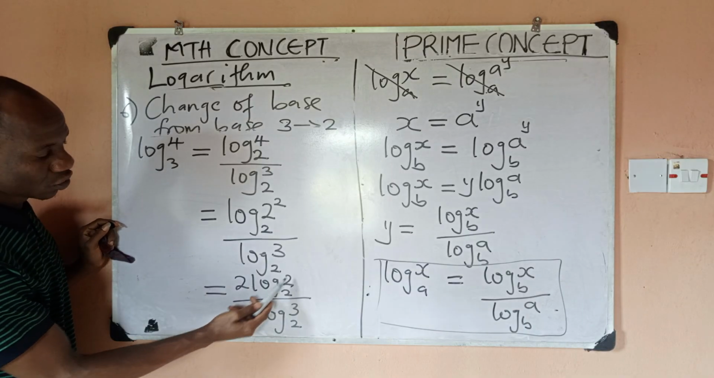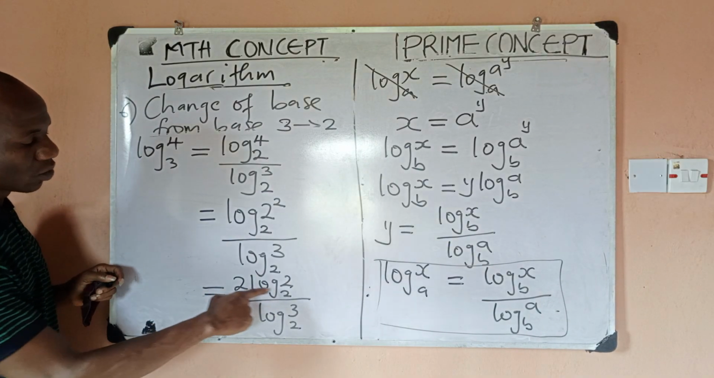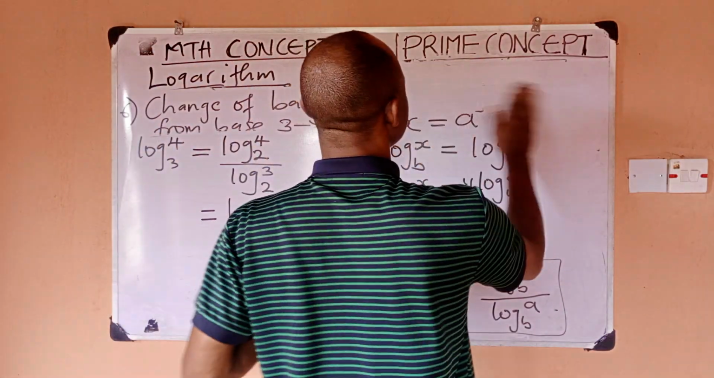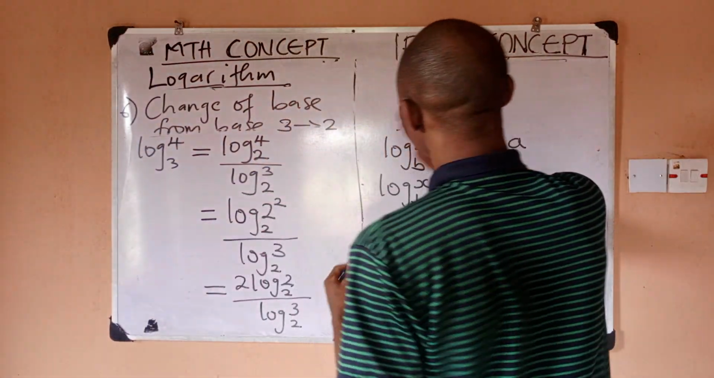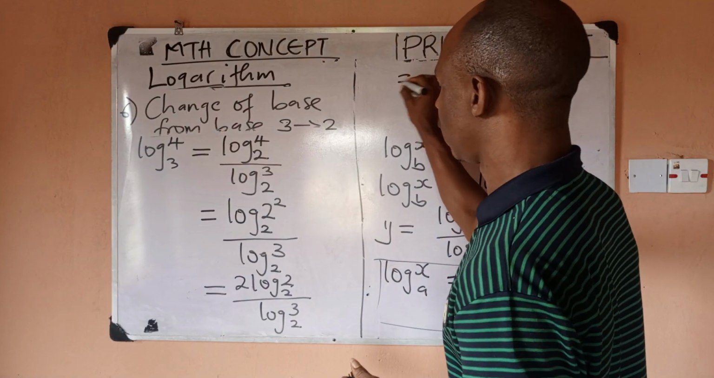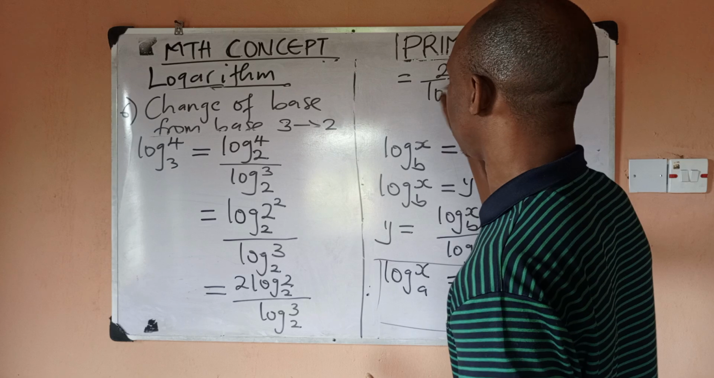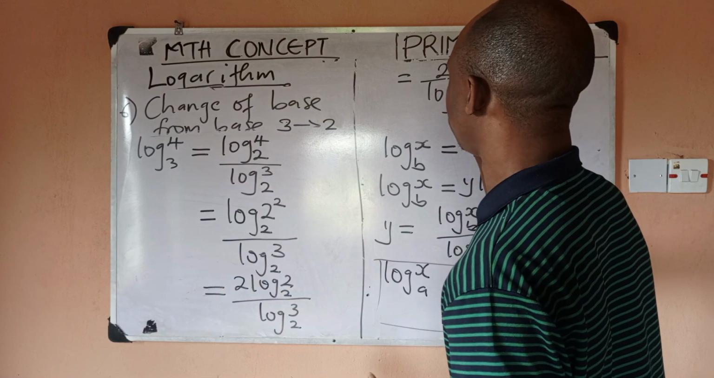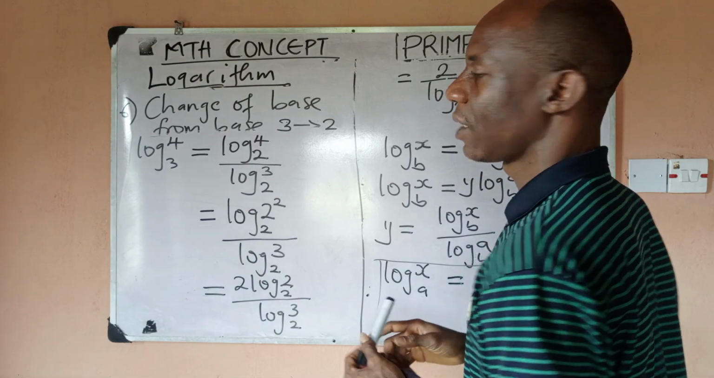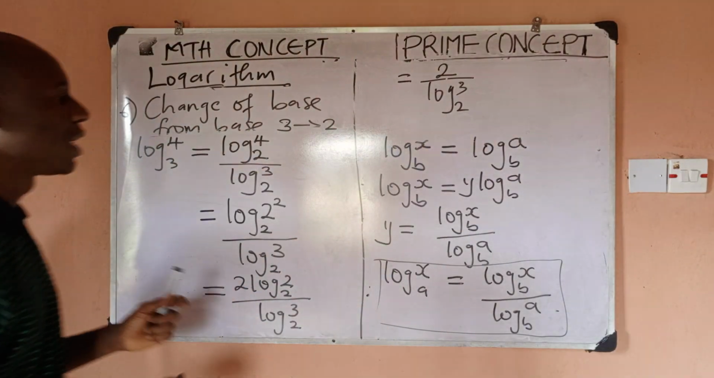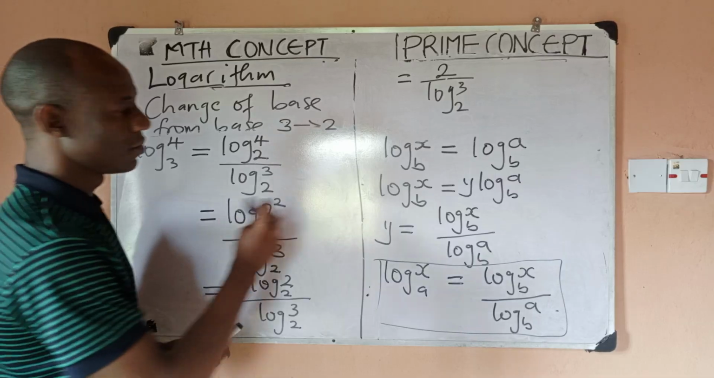Now you know that log 2 base 2 is what? It is 1. So 1 times 2 is 2. So my final answer for that would now be 2, which is what I'm left with there, over log 3 base 2. So this is what my final answer would be. This is how you can apply the change of base. I believe it's clear.